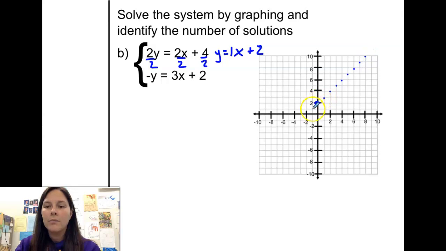And I do want to plot all of these points because I don't know where these lines are going to meet. And so the more points I have, the better as well. That'll help me find where these lines meet, if they do, to give me my solution.